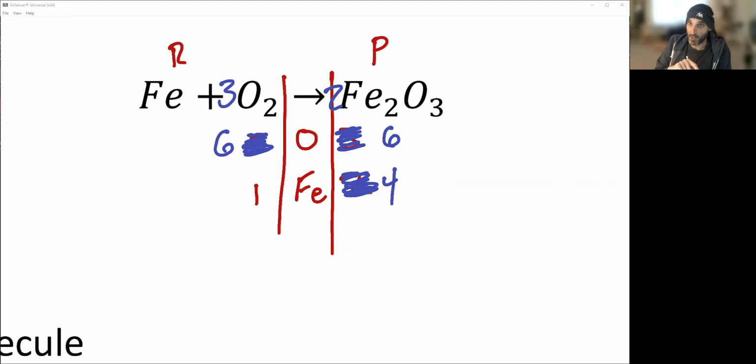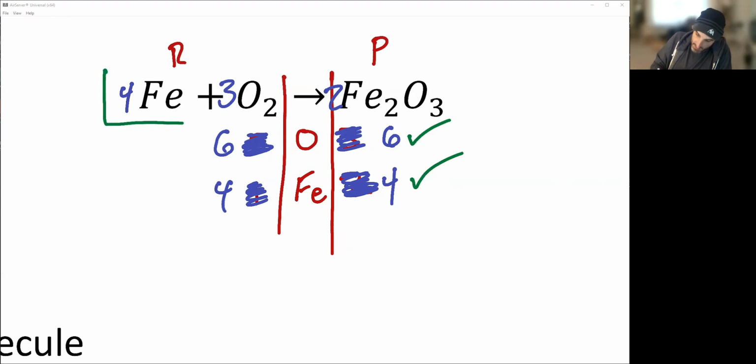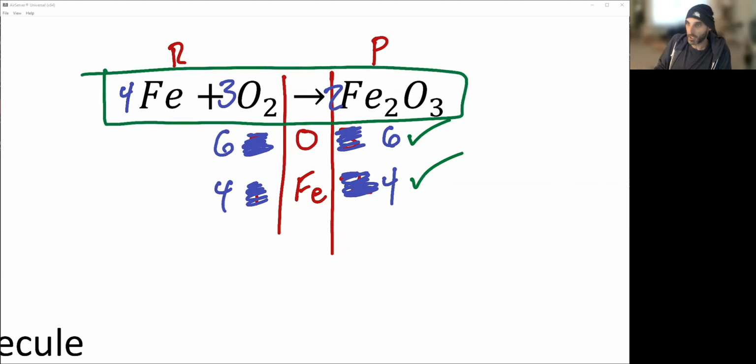Iron: I have 1 iron on the left and 4 irons on the right. So I simply need to throw a 4 in front here, and that changes that to 4. Now let's check one more time. 6 oxygens on both sides, 4 irons on both sides. This thing is balanced as written. Okay, so there we go.